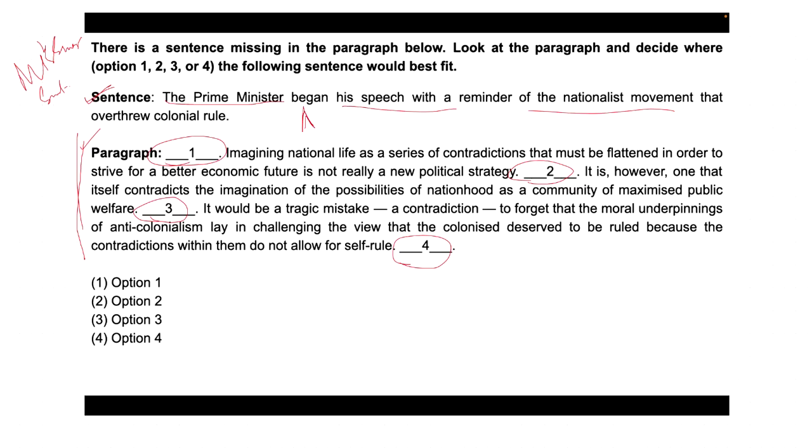Now, these questions are a bit tricky because they test not just your understanding of individual sentences, but how well you grasp the overall coherence and flow of ideas in the passage. So CAT is designed to evaluate your ability to connect ideas. You can say that this question type is a great example of that.